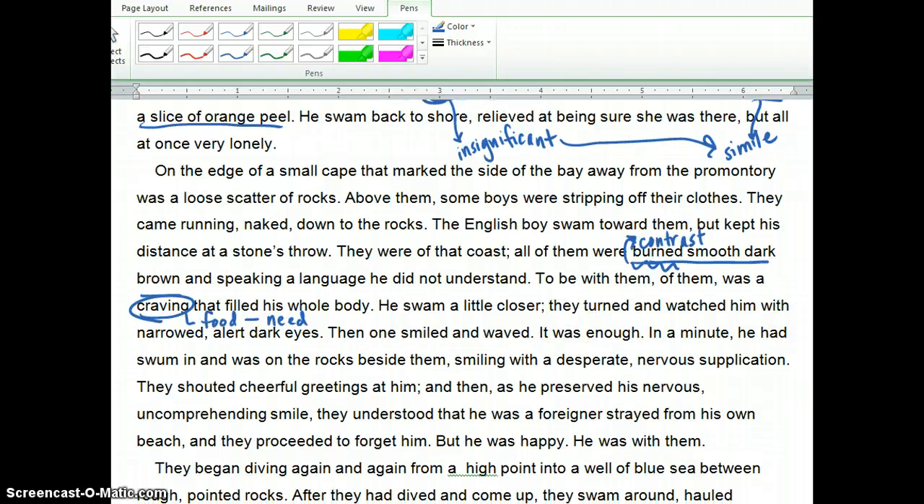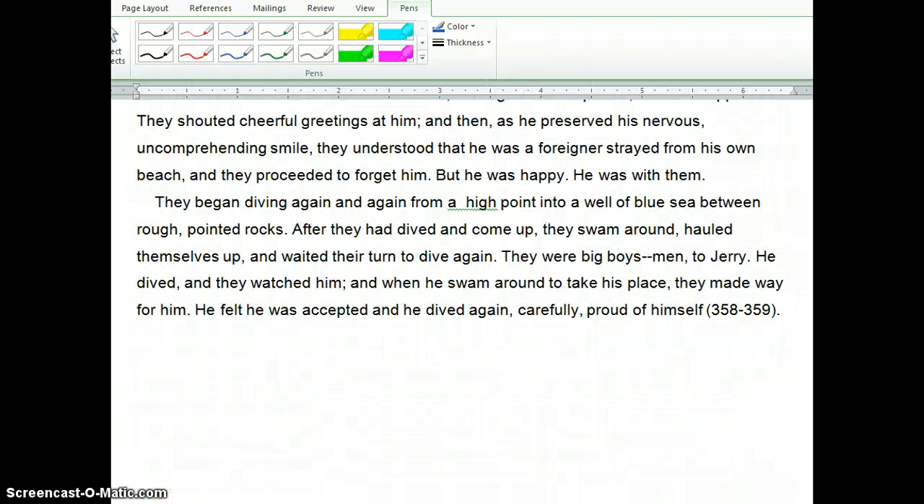Moving on to the last paragraph. They began diving again and again from a high point into a well of blue sea between rough, pointed rocks. After they had dived and come up, they swam around, hauled themselves up, and waited their turn to dive. They were big boys, men, to Jerry. He dived, and they watched him. And when he swam around to take his place, they made way for him. He felt he was accepted, and he dived again, carefully, proud of himself.